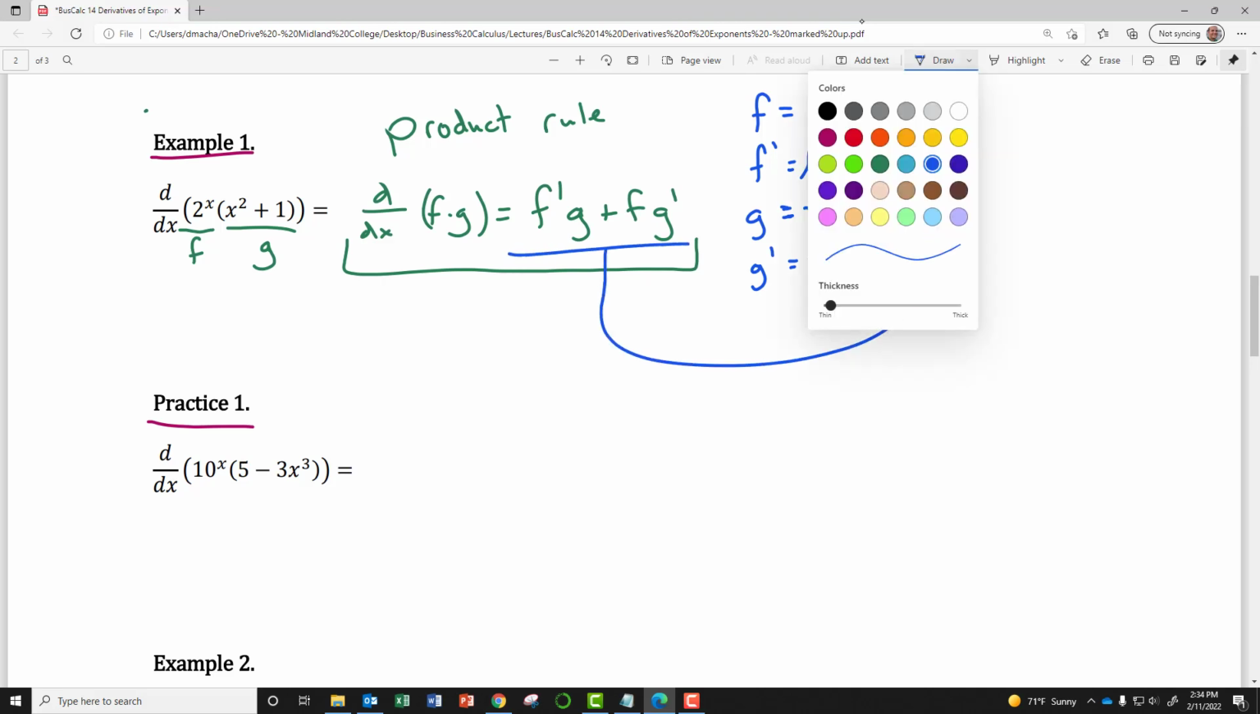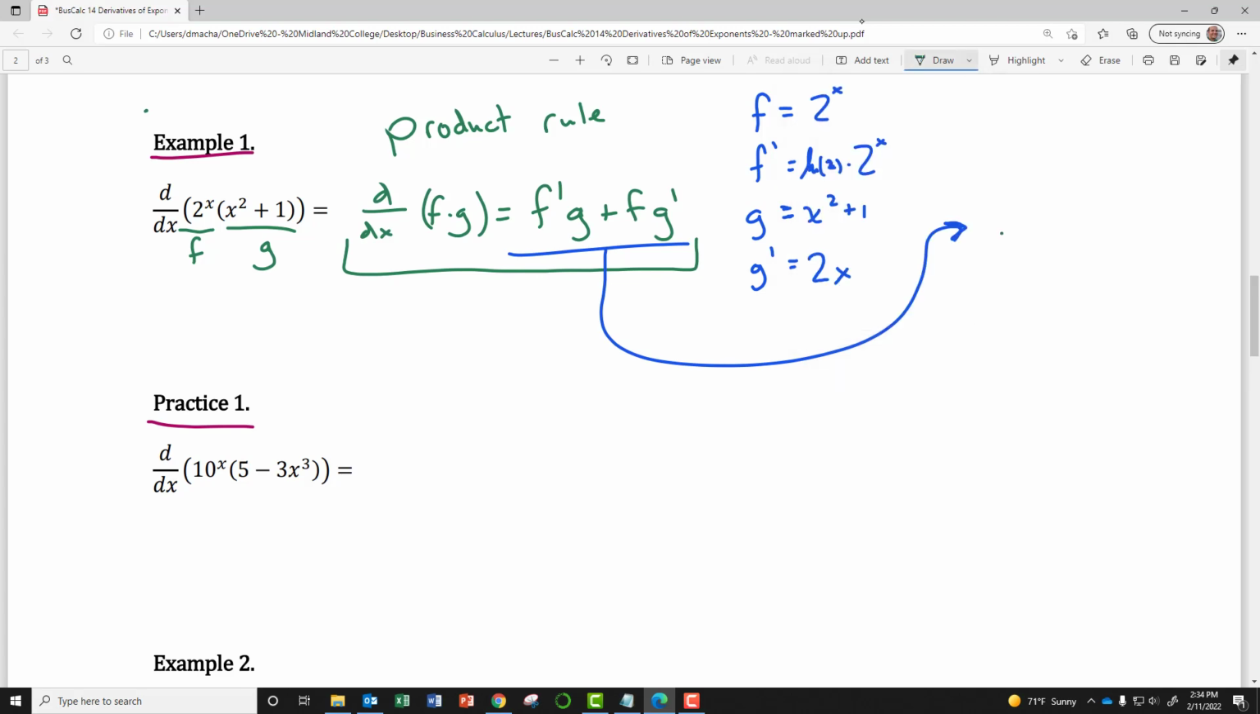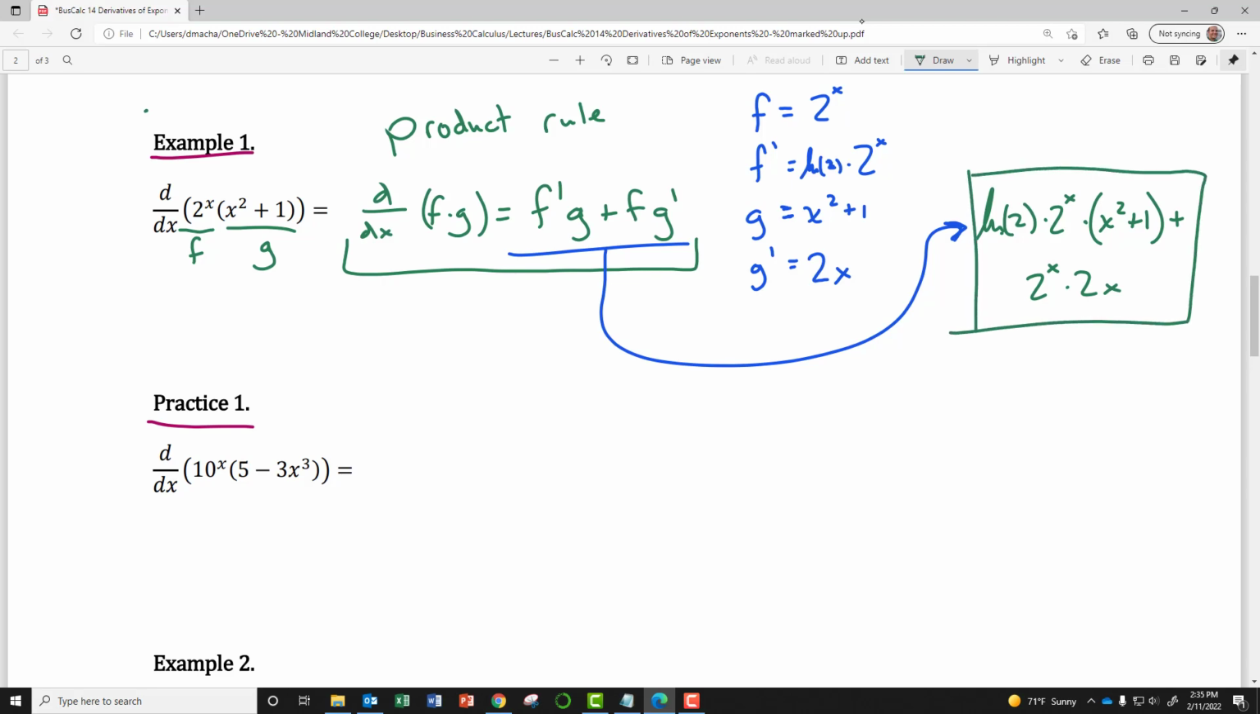And so putting this all together with my product rule formula, I find that the derivative I'm looking for, my solution in this case, is going to be natural log 2 times 2 to the x times x squared plus 1 plus 2 to the x power times 2 times x. And there's different ways that you might clean this up to make it look a little bit nicer. It's really up to you if you want to group things. If you just write this as an answer on an exam, it would be totally fine with me.